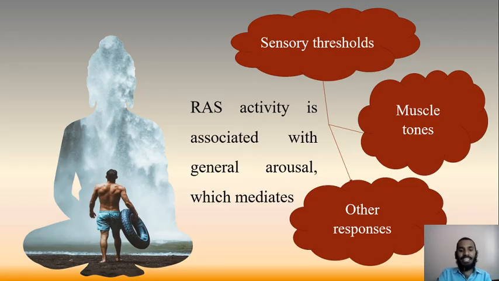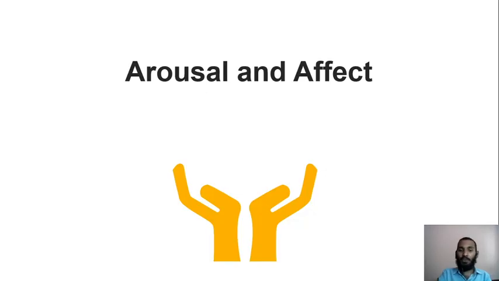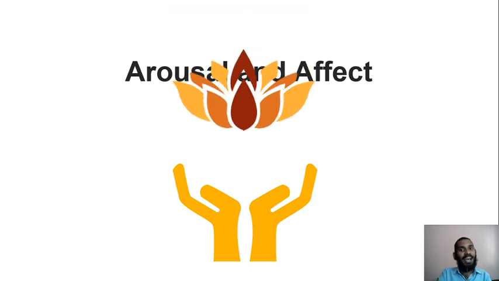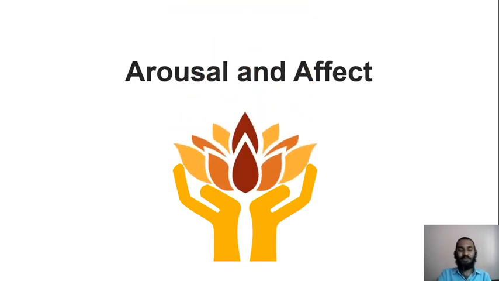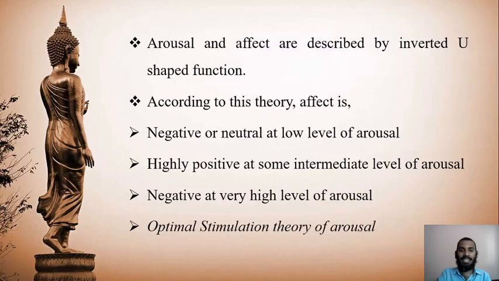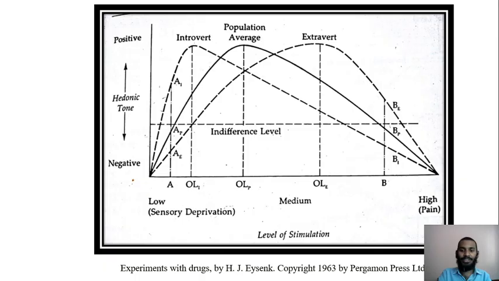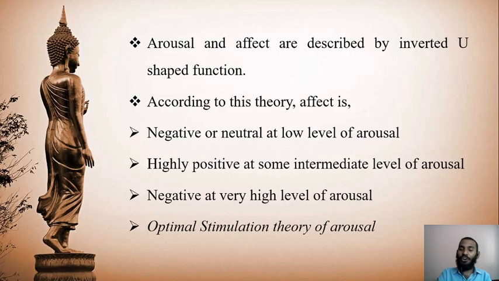In the ascending reticular activating system, activity is associated with general arousal, which mediates sensory threshold, muscle tone, and other responses. Now we are moving to arousal and affect. Affect means emotion. How are our emotional states and arousal interlinked? Arousal and affect are described by an inverted U-shaped function, and there is a theory. This theory is called the optimal stimulation theory of arousal.